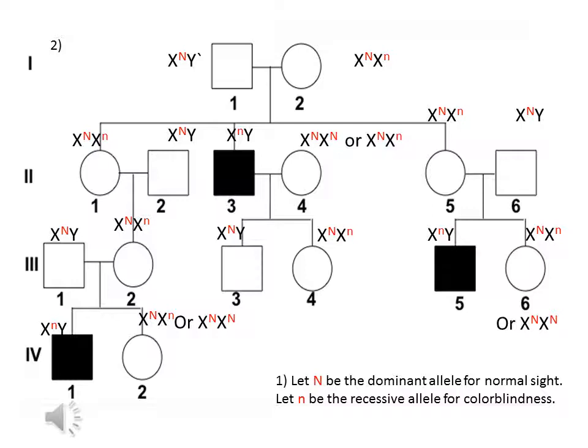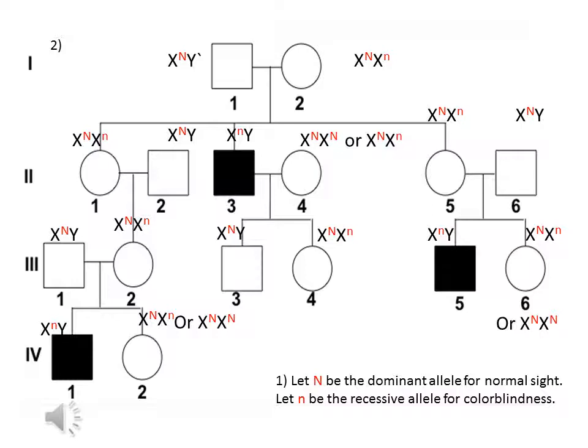Let's move on to the fourth generation, girl number 2. This girl has to carry one allele from her father and one allele from the mother. So the girl can be either homozygous with big N from each parent or heterozygous, with big N from the father and small n from the mother. And thus she is either X^N X^n or X^N X^N.